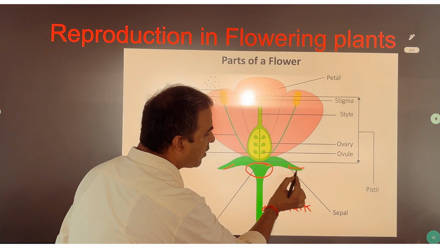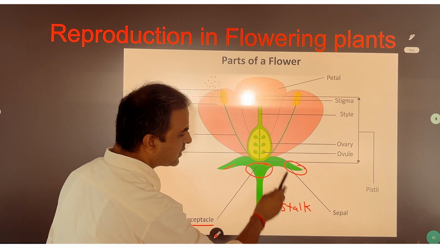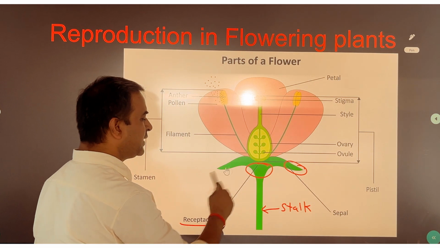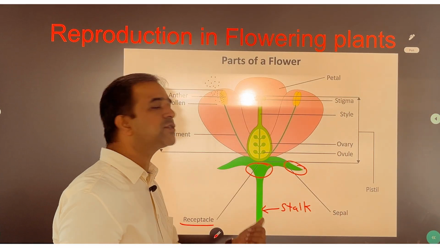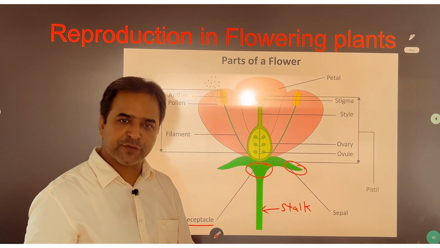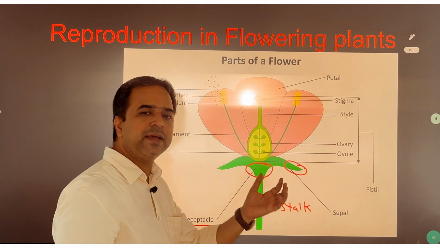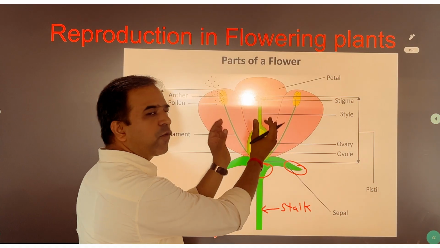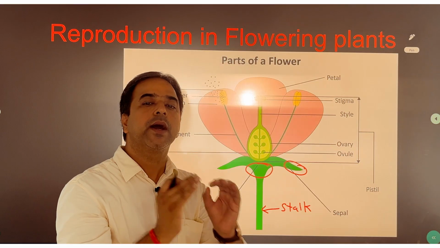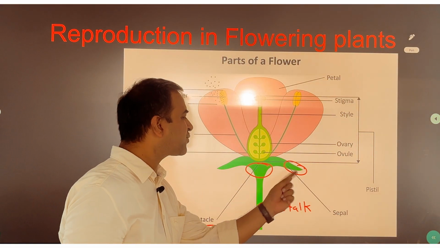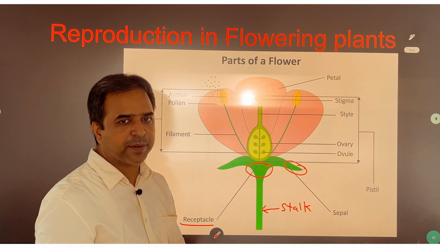Remember, one unit of calyx is called sepal. Since this sepal is green in color, it is also able to perform photosynthesis. But if we see the main function of this sepal, it is protecting the floral bud, or you can say the essential whorls of the flower, during bud condition. So this calyx or sepal is giving protection to other parts of the flower.